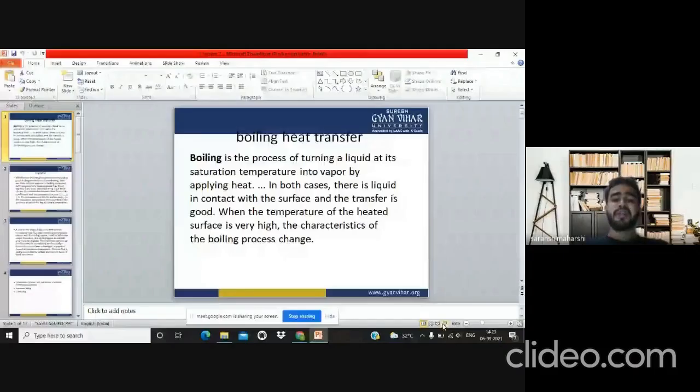We will discuss boiling. Boiling is the process of turning a liquid at its saturation temperature into vapor by applying heat. In both cases, there is a liquid in contact with the surface and the transfer is good. When the temperature of the heated surface is very high, the characteristics of the boiling process change.